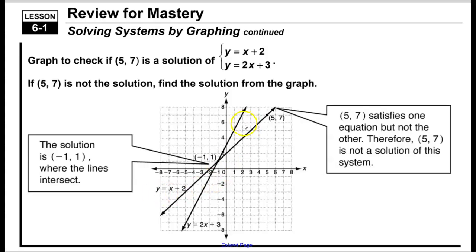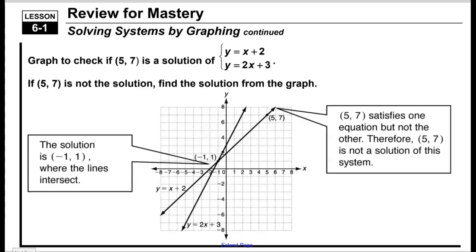And then we got this right here. This line crosses here. All right, and it says check to see if 5, 7 is a solution. But when you have both of them, you can actually find the solution if they cross each other. Where they cross each other is the solution. So right here where they cross at negative 1, 1, that's the answer. So since that's not 5, 7, 5, 7 is not a solution.